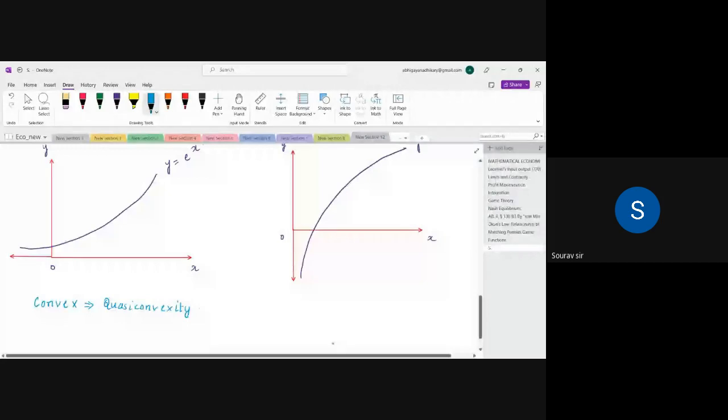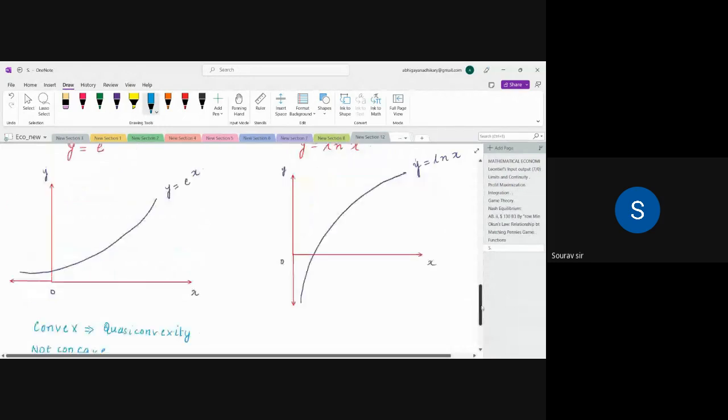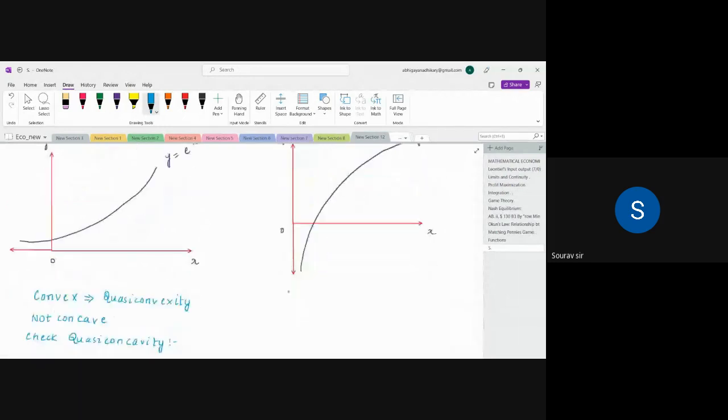Okay. But it is not concave, right? Therefore, we will check for quasi-concavity in this case, if it is holding or not. Similarly, for the logarithmic function, we can see that it is concave. That means this function will be quasi-concave, but it is not convex. Therefore, in this case, we will only need to check for quasi-convexity.